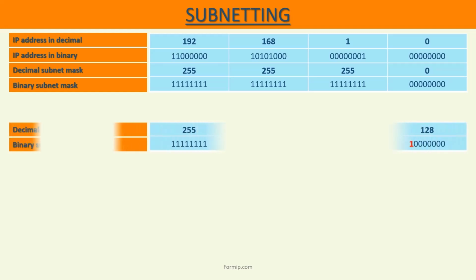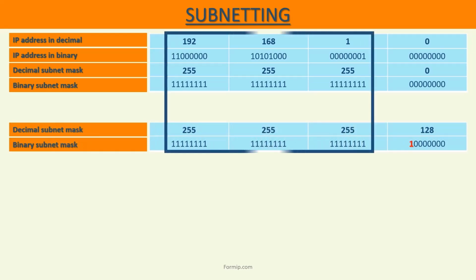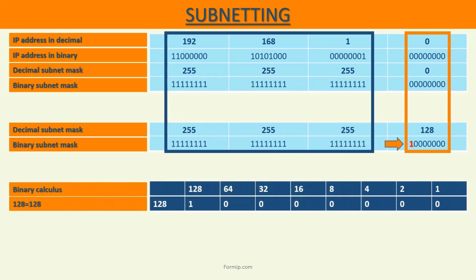To start, we need to find the new subnet mask. We will not touch the first 3 bytes, and we will borrow 1 bit in the host's part. If we now convert our binary to decimal, this gives us 128. Our new subnet mask is therefore 255.255.255.128. In the last byte, we have 7 bits left for our hosts.